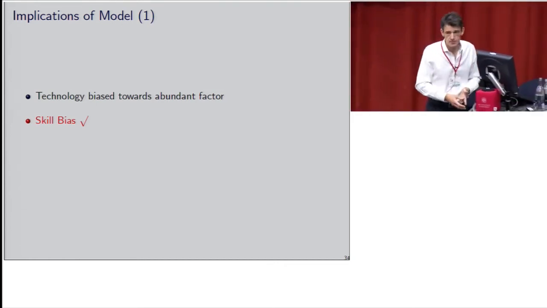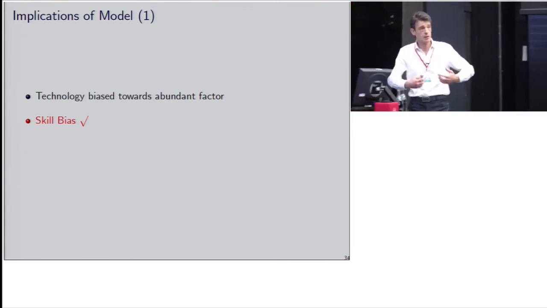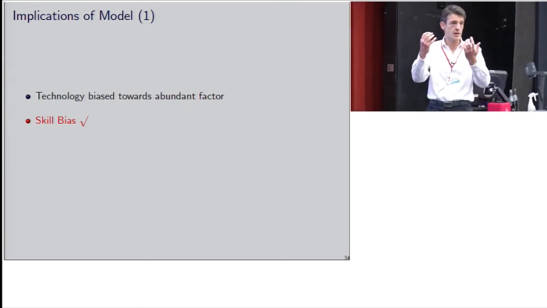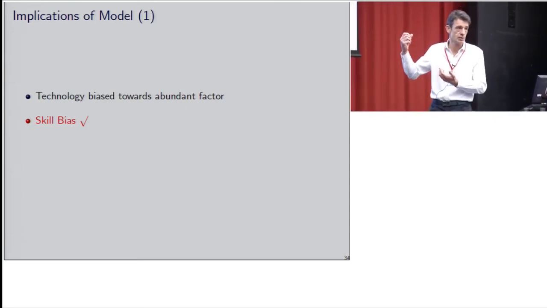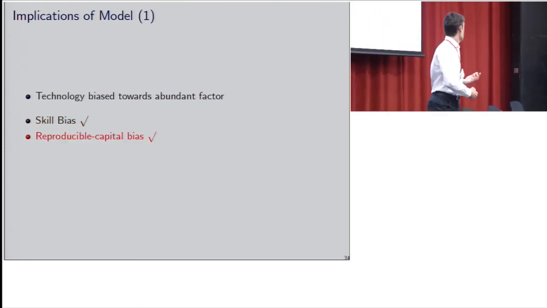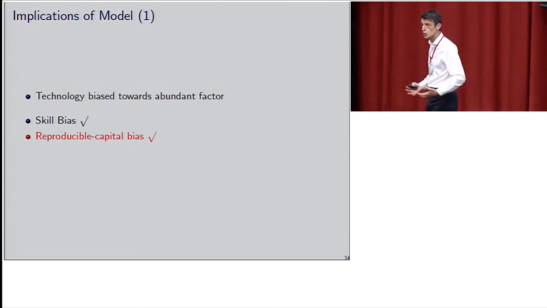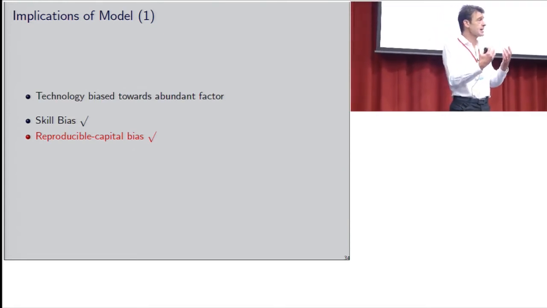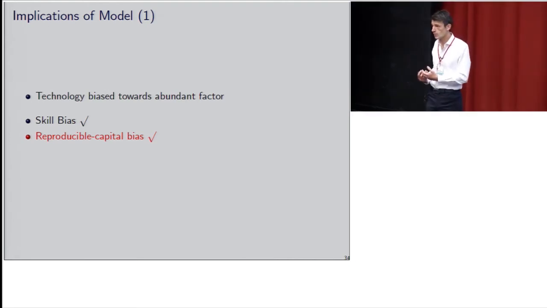Skill bias is that there is a factor bias towards skilled labor as you move to higher income. Well, rich countries are much more abundant in skills. So that checks. There is skill bias in the data, exactly like the model would predict. What about reproducible capital bias? Well, we saw that there is a bias toward reproducible capital, meaning that the factor bias term for reproducible capital is high in rich countries. But we also saw that rich countries have abundant reproducible capital compared to natural capital.